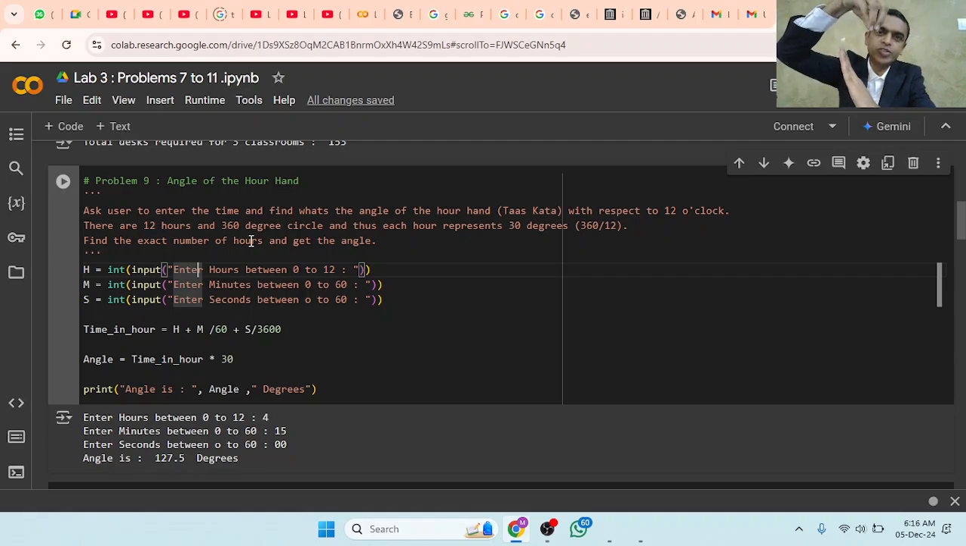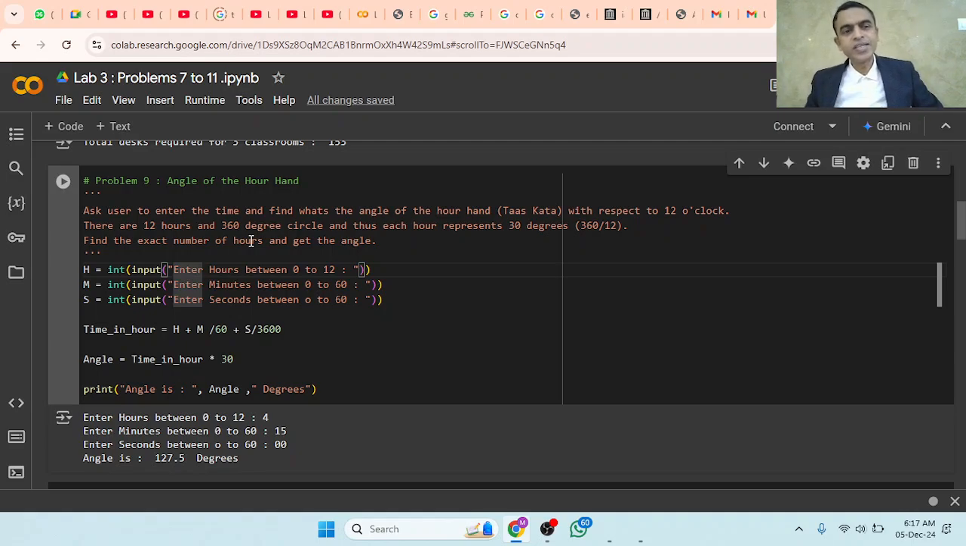with reference to this position. 3 o'clock, 90 degrees. 4 o'clock, 120 degrees. 5 o'clock, 150 degrees. 6 o'clock, straight line, 180 degrees. 7 o'clock, 210 degrees. 8 o'clock, 240 degrees. 9 o'clock, 270 degrees. 10 o'clock, 300 degrees. 11 o'clock, 330 degrees. 12 o'clock, 360 degrees or 0 degrees. Right? So this is how our hand is going to make degrees with respect to the 12 o'clock position. This position is fixed. We are just counting the degrees made by the hour hand. So this is the problem.